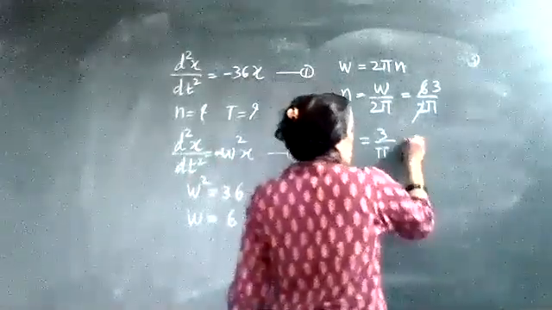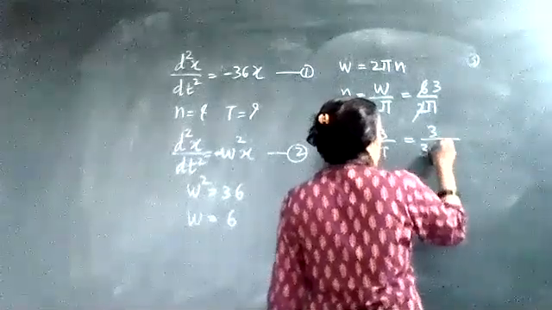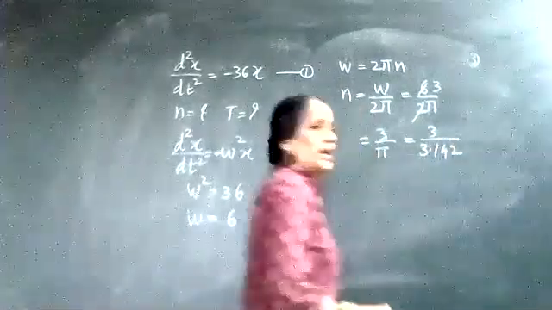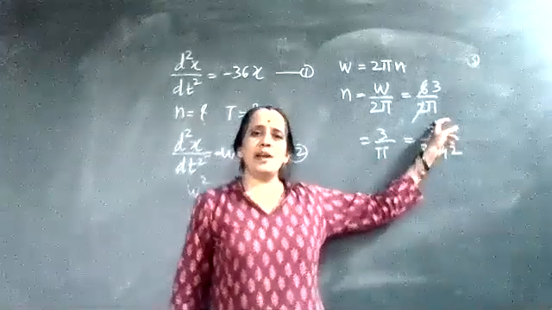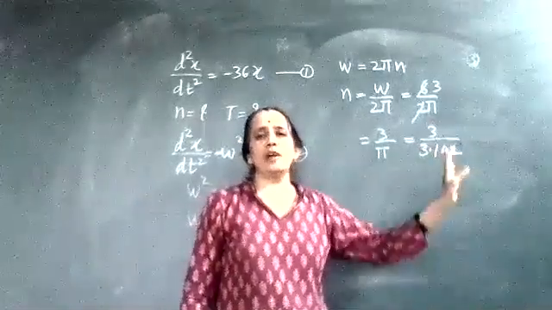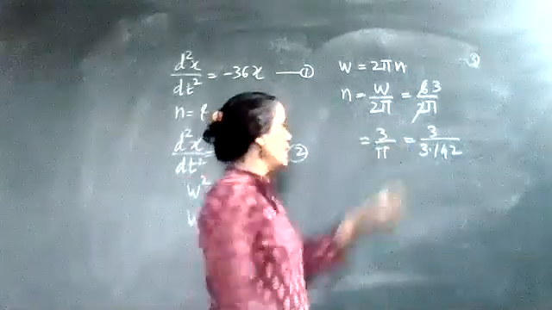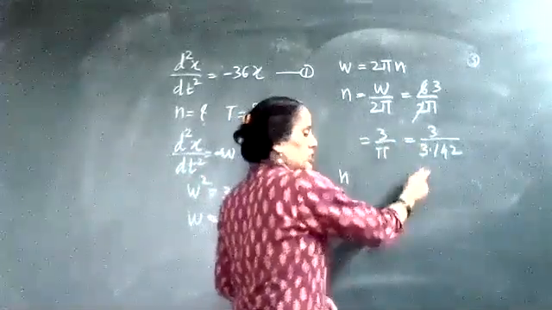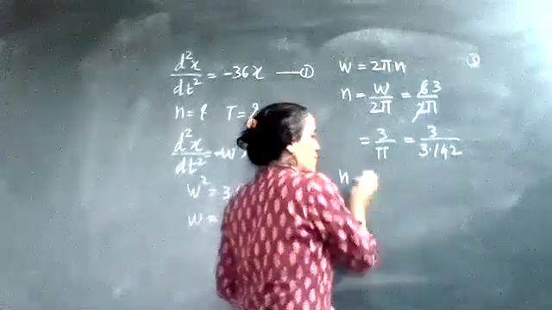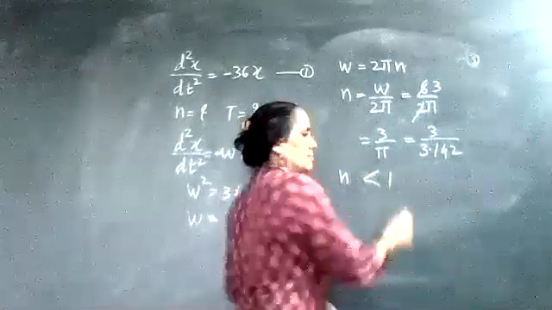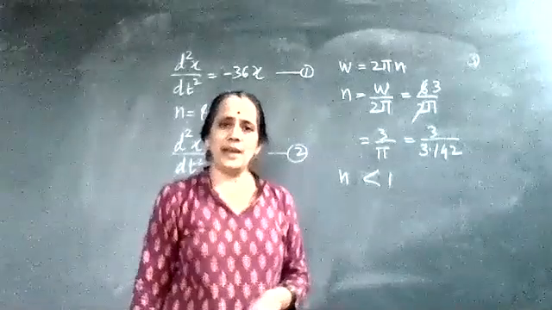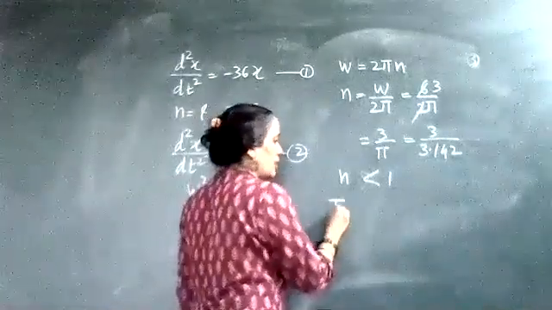3.142. So 3 upon 3.142. Now it is a constant. 3 is the numerator and the denominator is 3.142. Your numerator is less than the denominator, which means your frequency value, whatever division comes, is definitely less than 1. Right? And now I want to find the period.